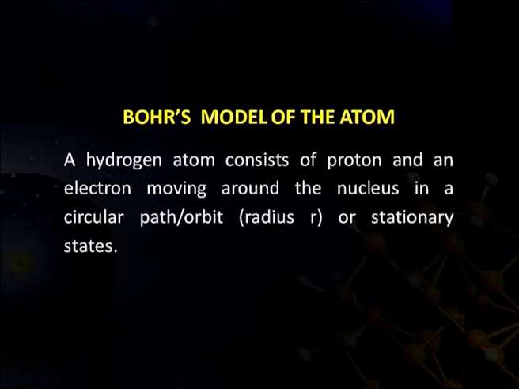In 1913, Niels Bohr proposed a theory of the hydrogen atom to explain the origin of the hydrogen spectrum, and Bohr's theory is based on the following four postulates. A hydrogen atom consists of a proton and an electron moving around the nucleus in a circular path called an orbit, of radius r, or stationary states.